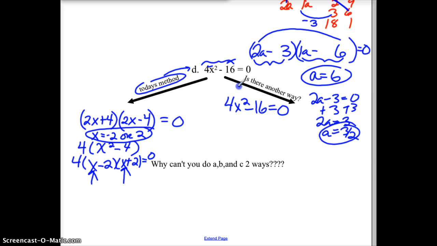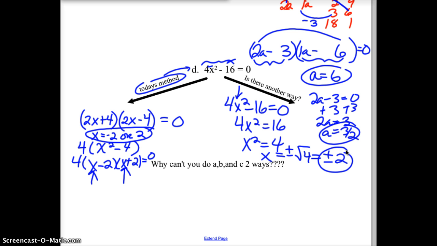But because this is missing a b term, I can actually solve that using the square root method. There is no b term. I can plan a direct attack on x. I add 16 to both sides. I divide by 4, and I take the square root. The danger is you have to remember the plus or minus, or you're going to miss one of the solutions. When you do it by factoring, you never miss one of the solutions because it physically breaks into two factors.